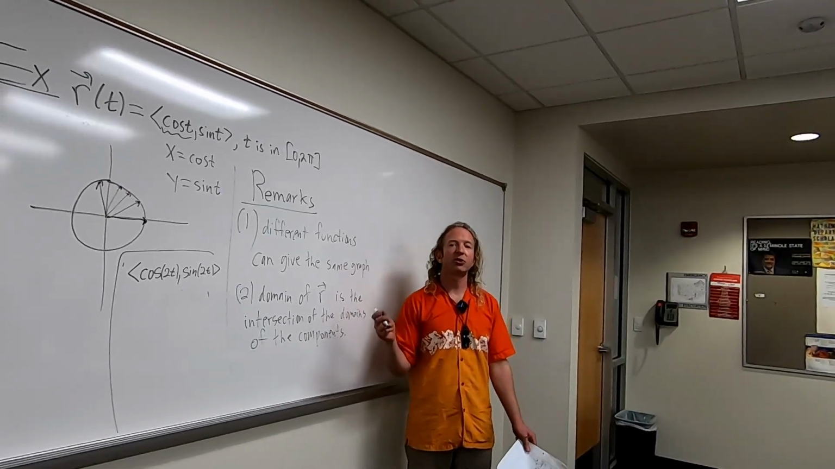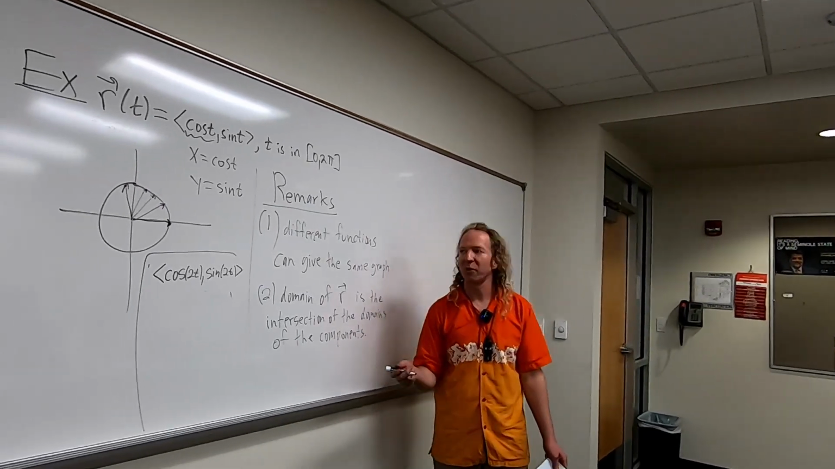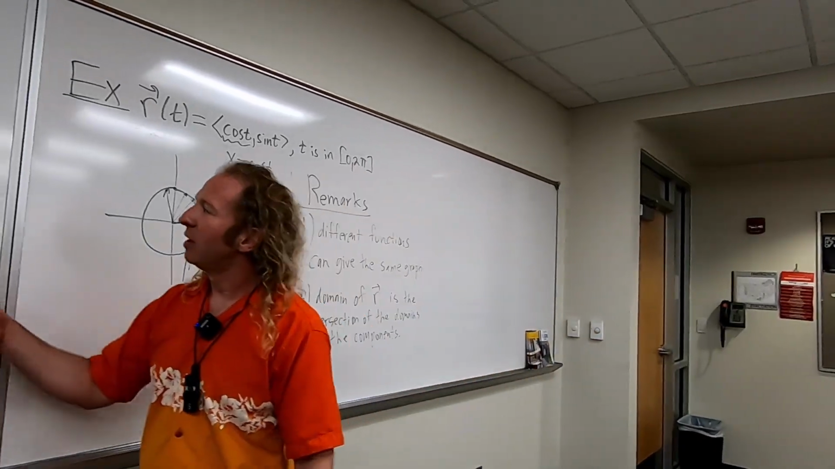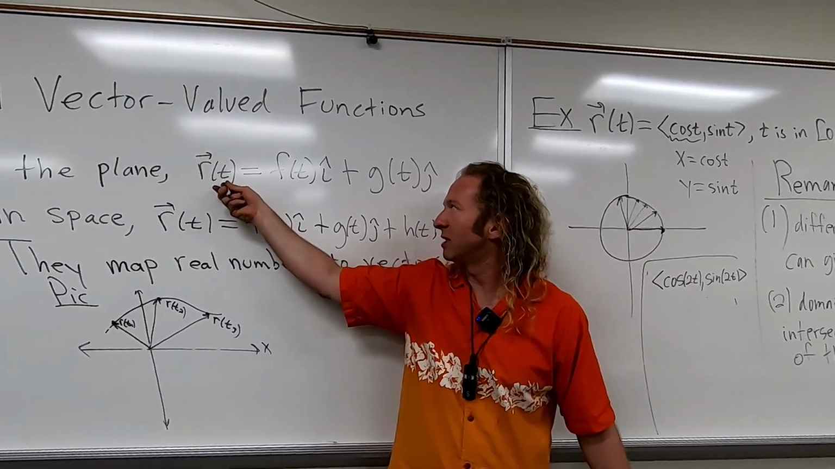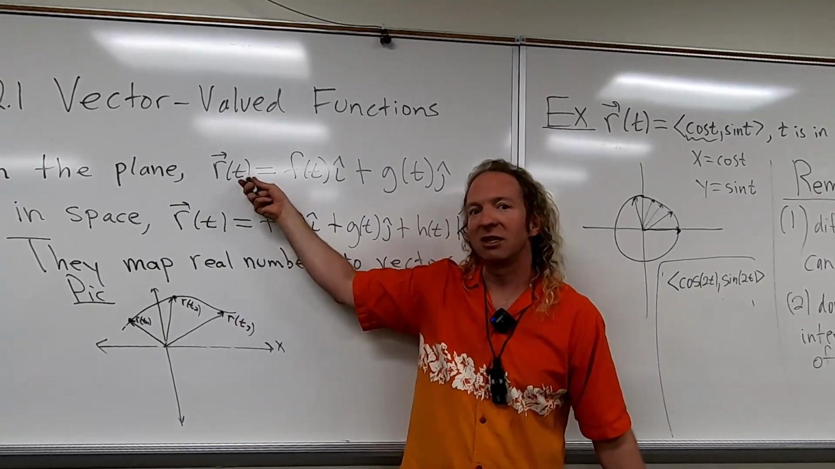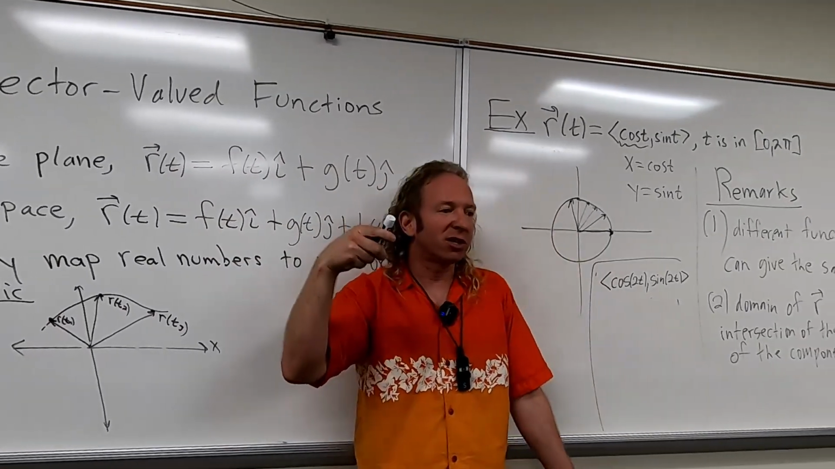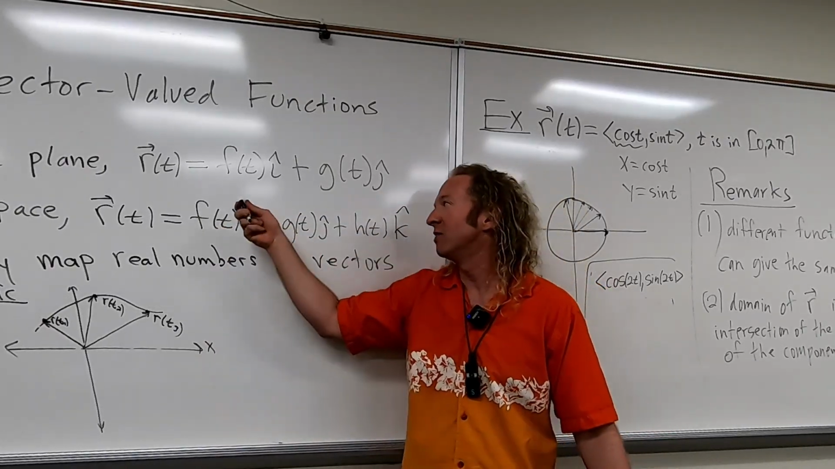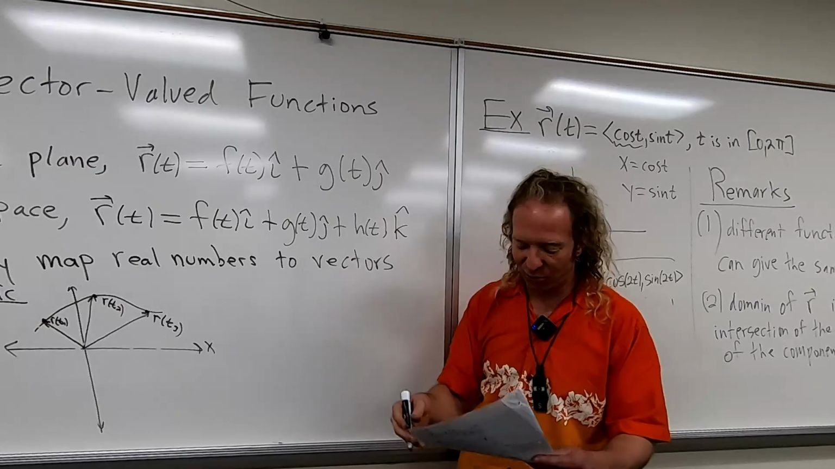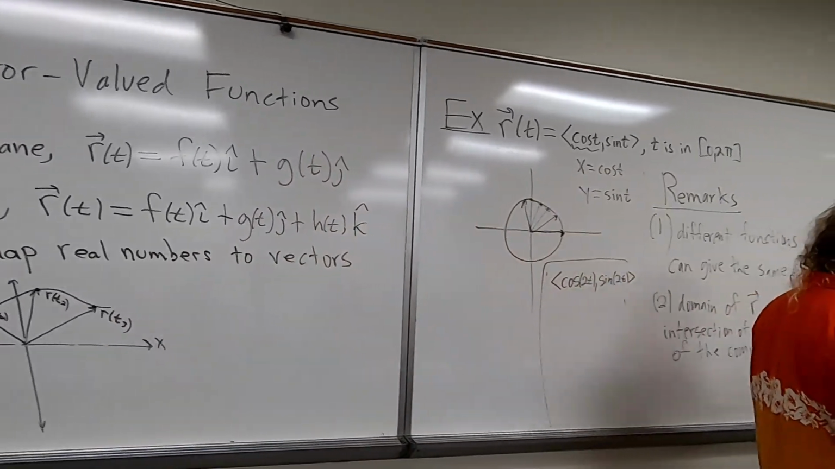Intersection is closely associated with the word and. I'm sure you remember and means intersection in math. So why is that important? The domain is the set of all t's that you can plug in that make sense. It means this has to make sense and this has to make sense and this has to make sense. So you take the intersection of all sets where everything makes sense. We'll do some examples from the homework today.